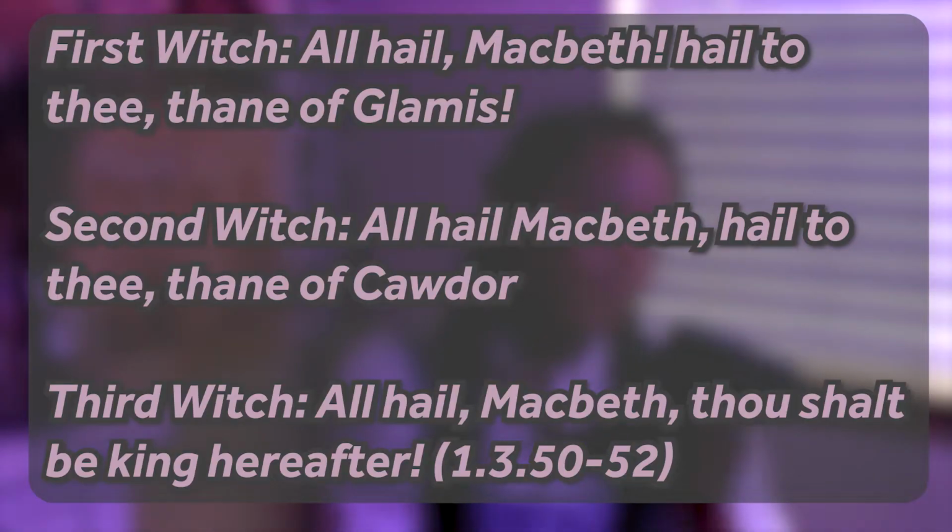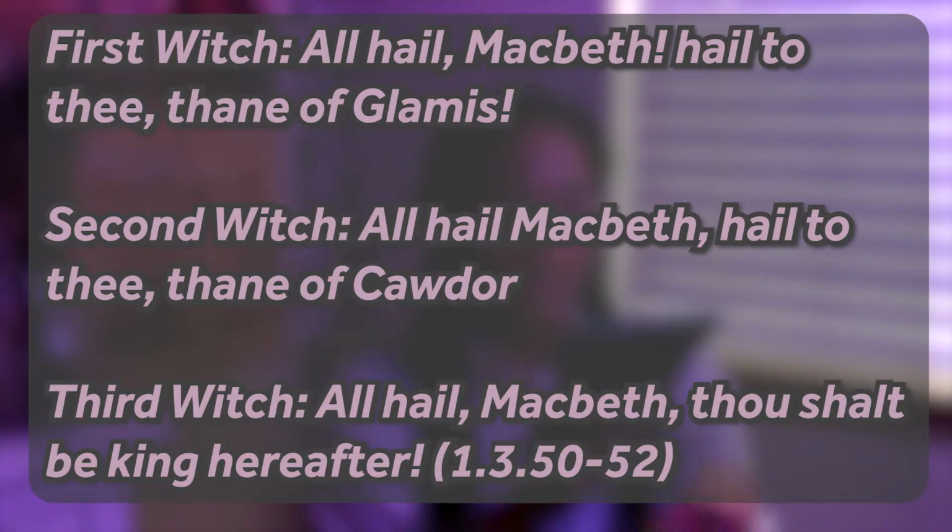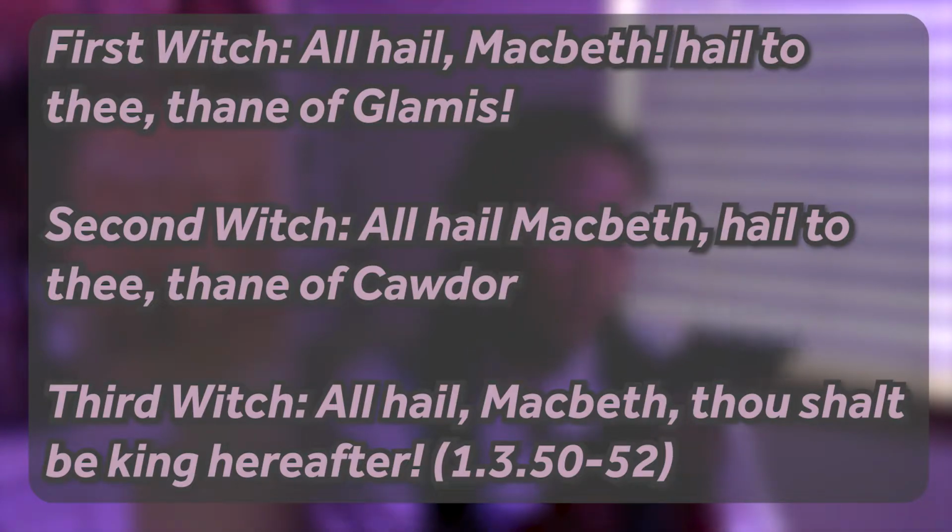So the witches then greet Macbeth, and the first witch says, "All hail Macbeth, hail to thee, Thane of Glamis." The second witch says, "All hail Macbeth, hail to thee, Thane of Cawdor." And then the third says, "All hail Macbeth, thou shalt be king hereafter." Macbeth was Thane of Glamis, but not Thane of Cawdor yet, and not king obviously yet. But somebody informs him that he is now Thane of Cawdor because the previous Thane of Cawdor had been tried and executed for treason. And so they were like, "You're Thane of Cawdor now." And Macbeth is like, that's super cool.